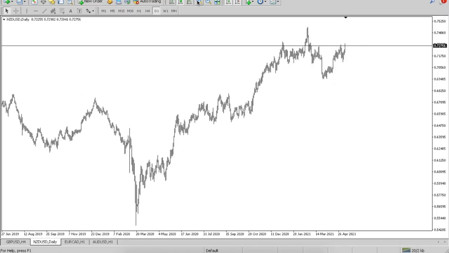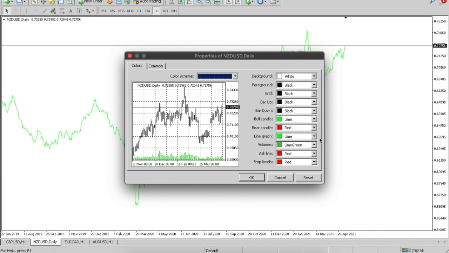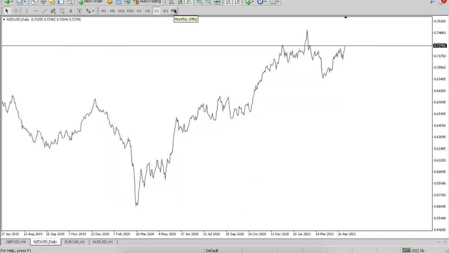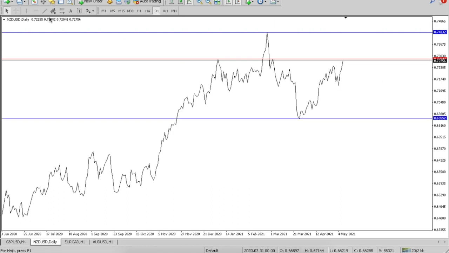So next we have our NZDUSD. Like we did before, let me change this to a darker color so it can be more visible. As you know, we're going to start on our daily time frame. We mark our highest level and then our low level here closer to price.